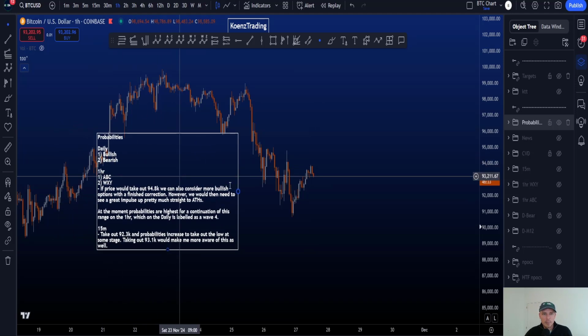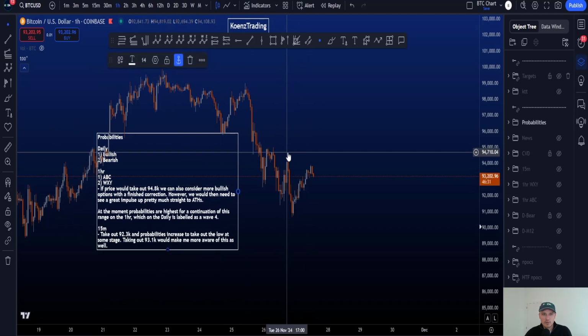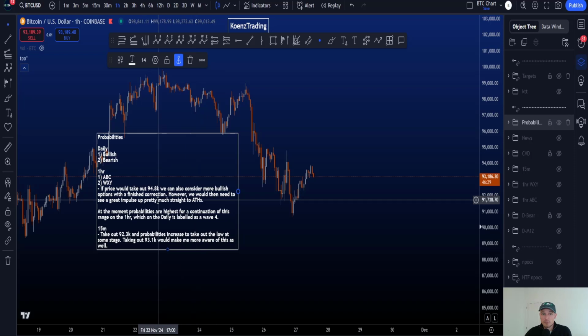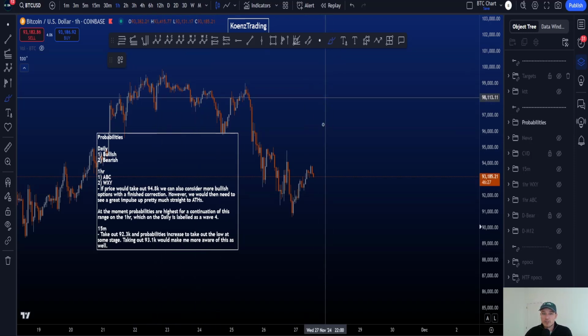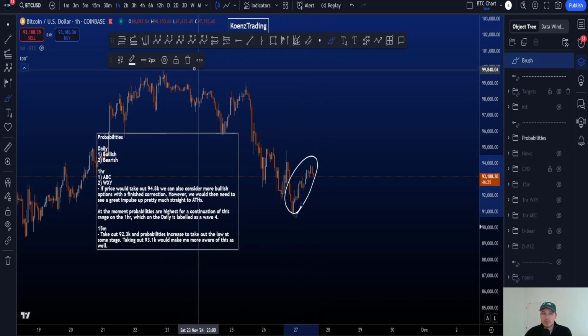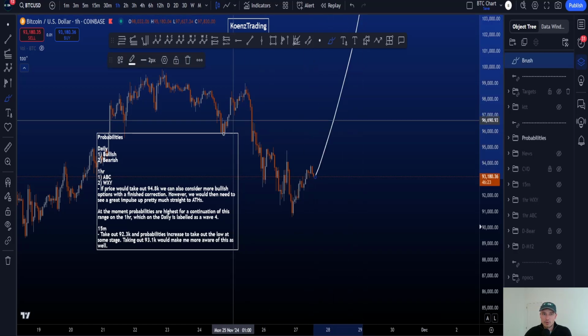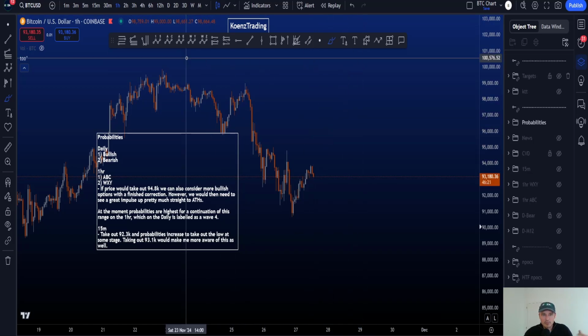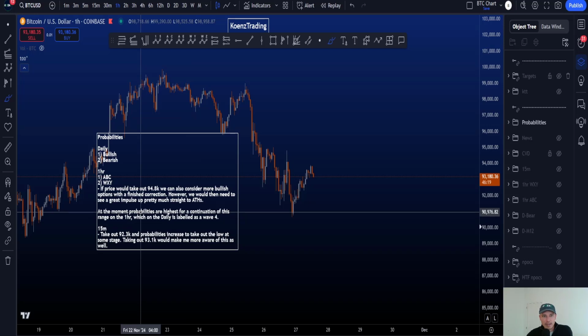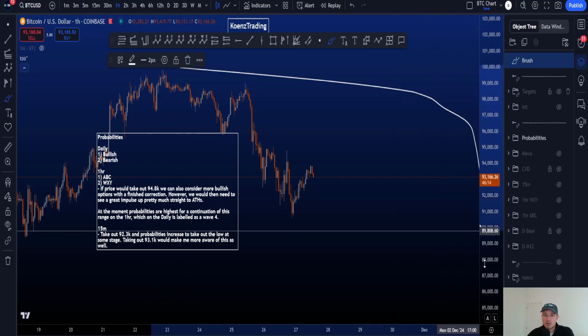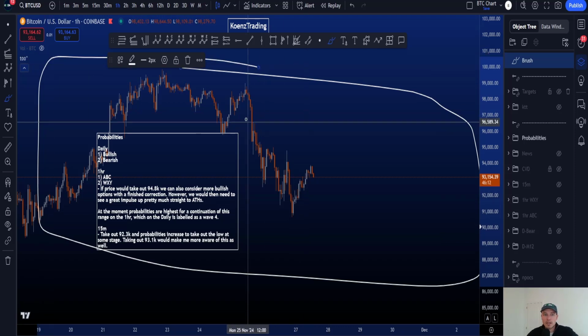Now, if price would take out, as I say here, 94.8k, we can also consider more bullish options with a finished corrective structure, but then you need a multi 1-2 here and a big move to the upside, right? A direct move, pretty much straight to all-time highs. At the moment, probabilities are highest for a continuation of this range on the 1 hour time frame, which on the daily is labeled as a wave 4.